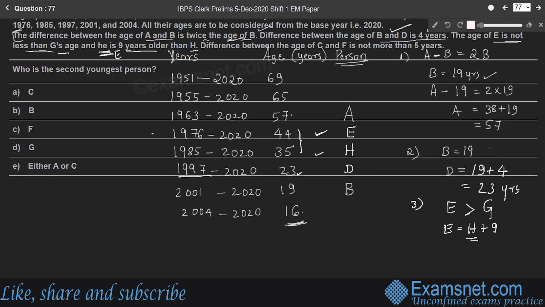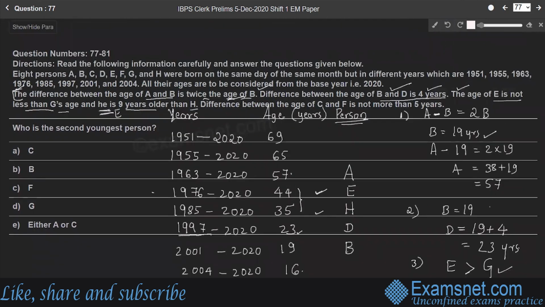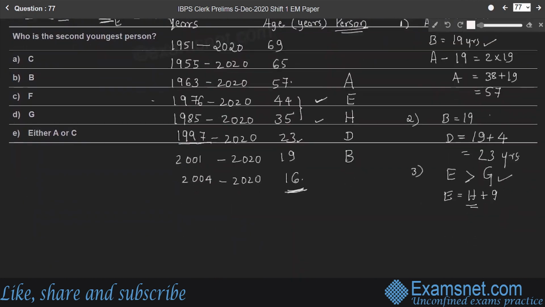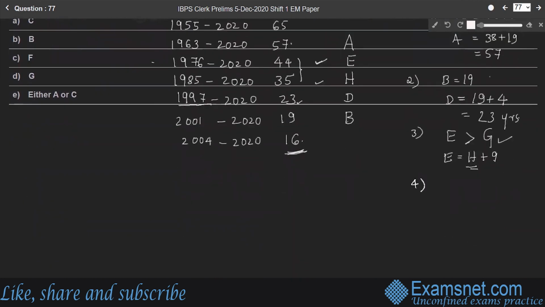Not G. Don't get confused here. H was born in 85 because E is 9 years older than H, not G. Of course, E's age is greater than G's, but E is 9 years older than H. Are you getting it, students? Next, the fourth information.